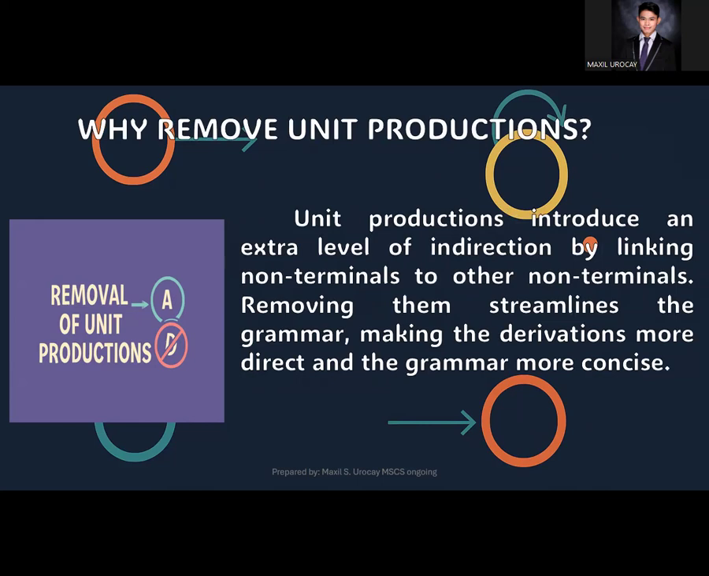So why remove unit production? Unit production introduces an extra level of indirection by linking a non-terminal to another non-terminal, and removing them streamlines the grammar, making the derivation more direct and the grammar more concise. Of course, if we are able to remove those cases, we can definitely avoid ambiguous behavior or redundancy.